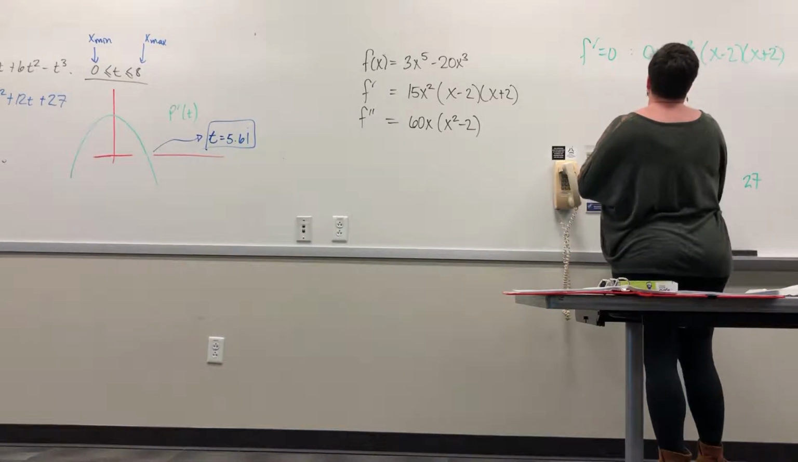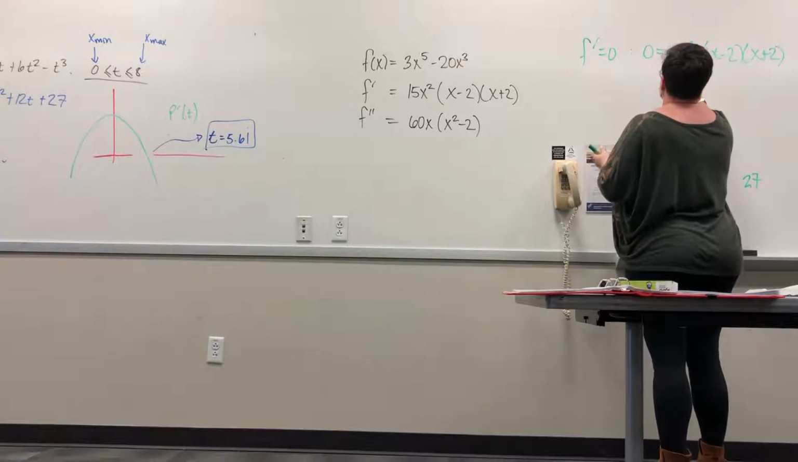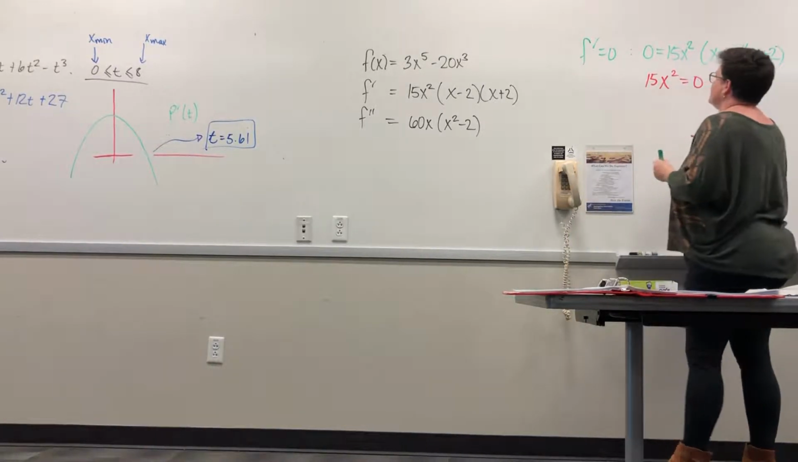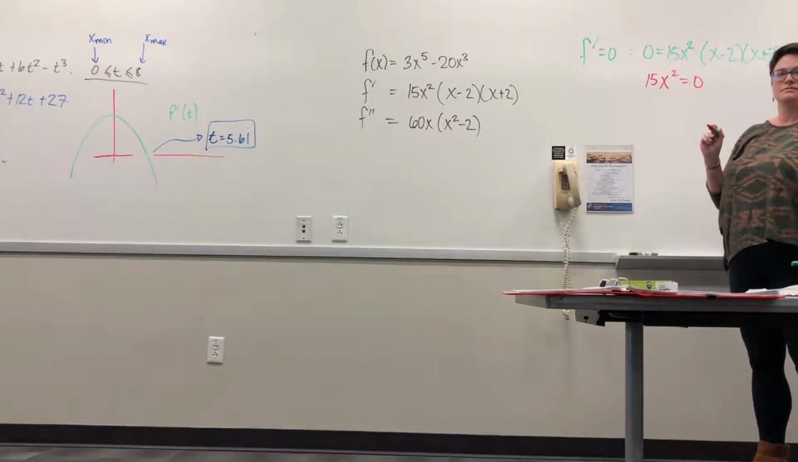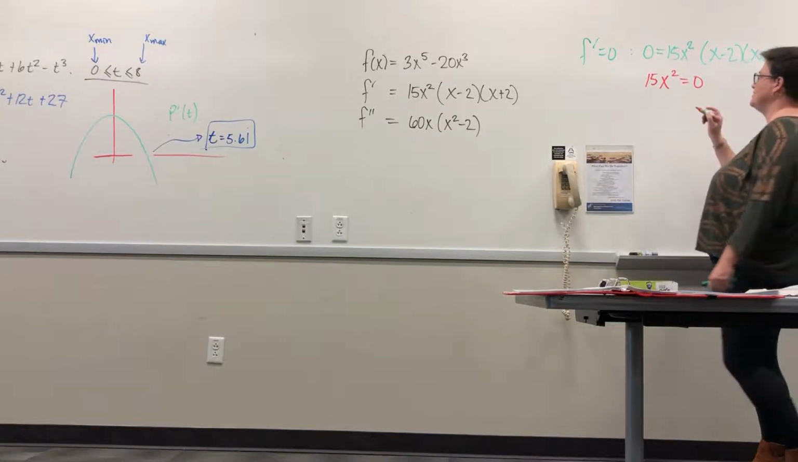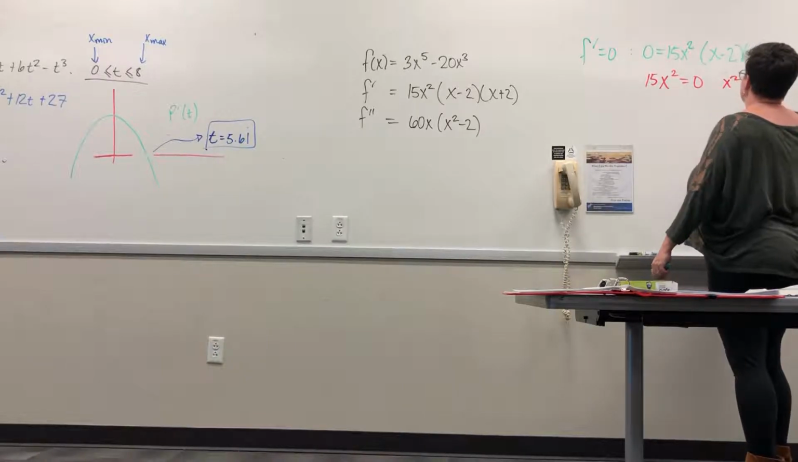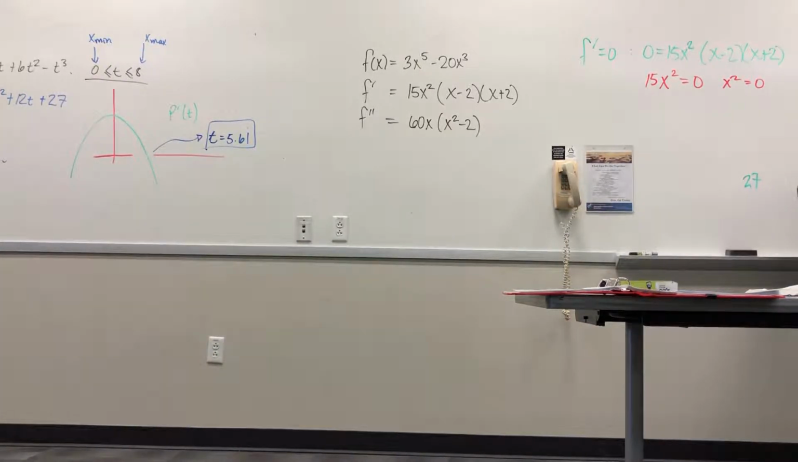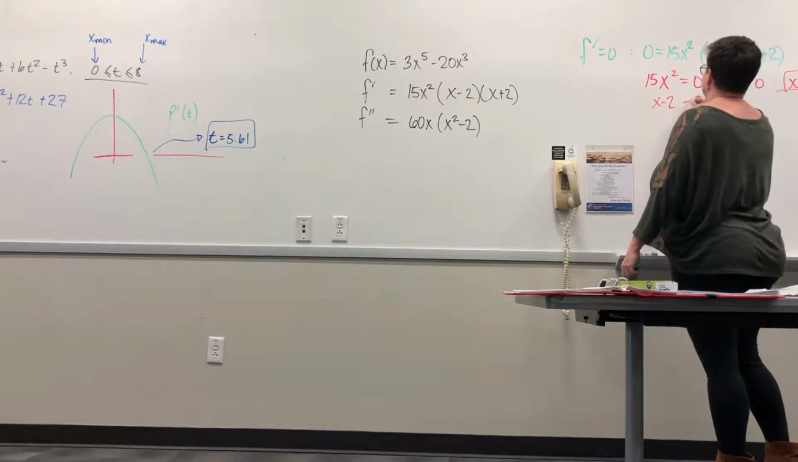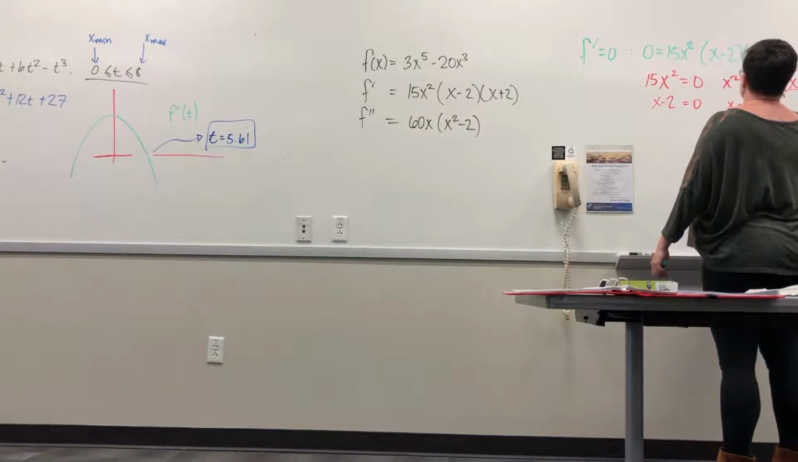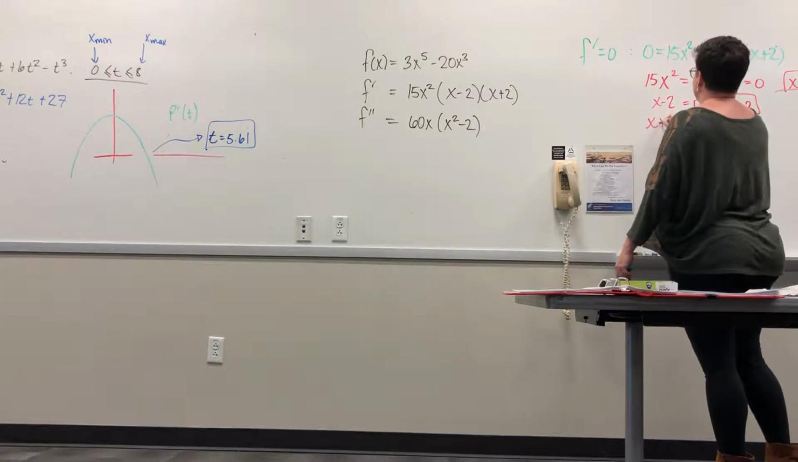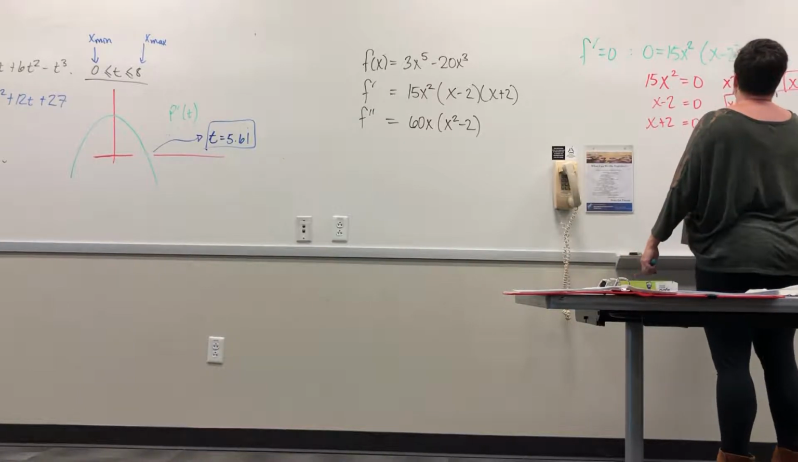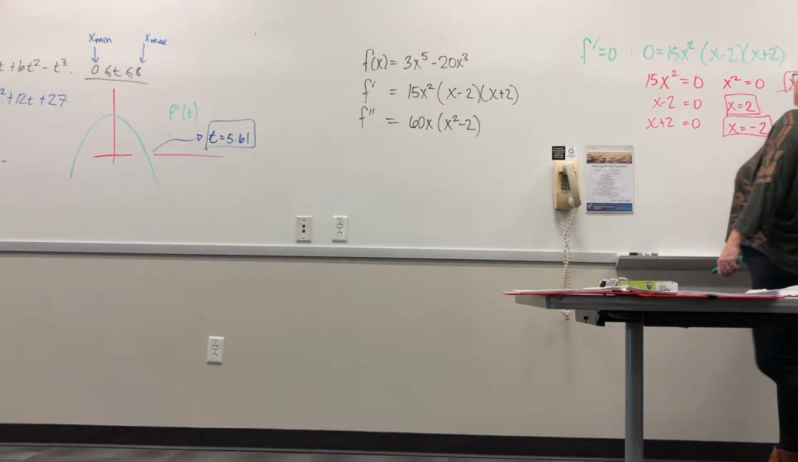What's the solution to this term? 15x squared is 0. How do you solve for x? Divide by 15, which is still 0. So what's the square root of 0? 0. x equals 0. So that's one of my critical values. x minus 2 equals 0. x equals 2. There's another critical value. x plus 2 equals 0. x equals negative 2. That's a third critical value.